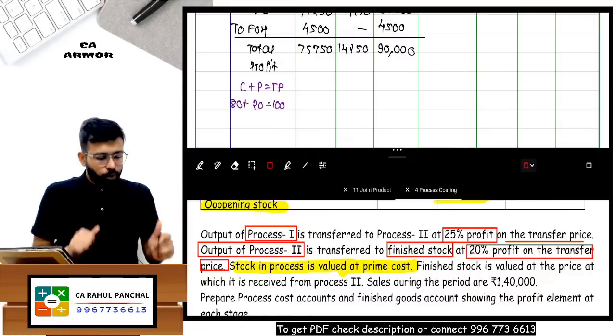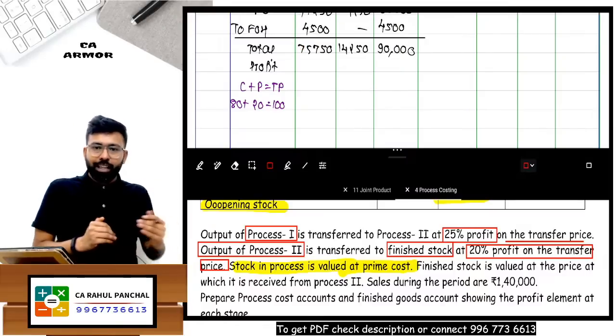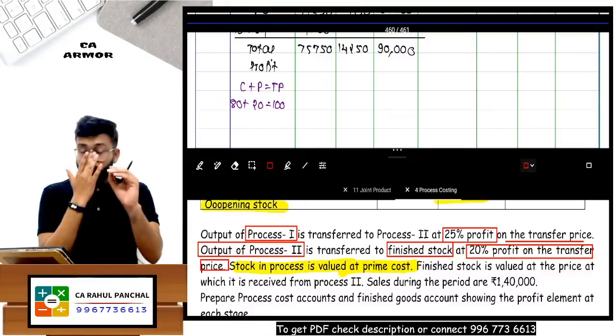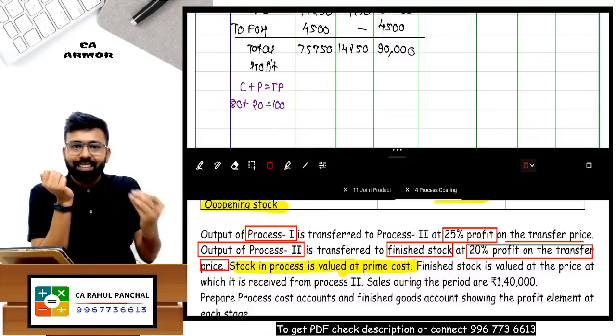Now, what do I need to do? I need to write down my cost. You will make one mistake: you will write down this cost. No, because you are a process and you are going to decide the selling price.